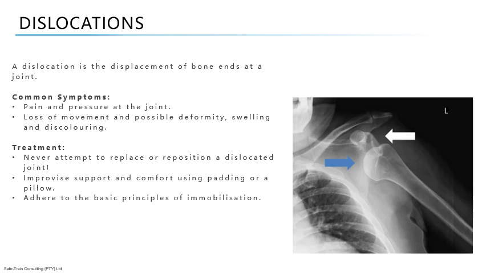Dislocations. A dislocation is the displacement of bone ends at a joint. A joint is stabilized with ligaments and muscles, which can easily be torn during excessive movement. The joint can or cannot be deformed, and may be mistaken for a fracture. Dislocations involve mostly the shoulder, elbow, finger, jaw, wrist, knee, or hip. Common symptoms. Pain and pressure at the joint. Loss of movement and possible deformity, swelling and discoloring.